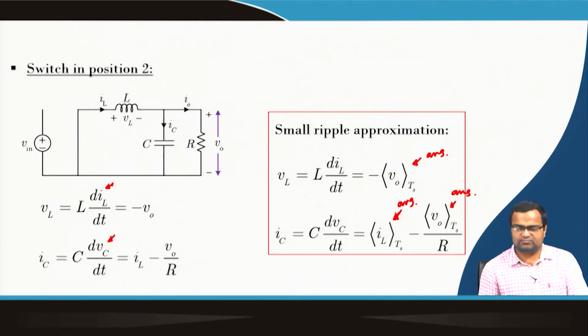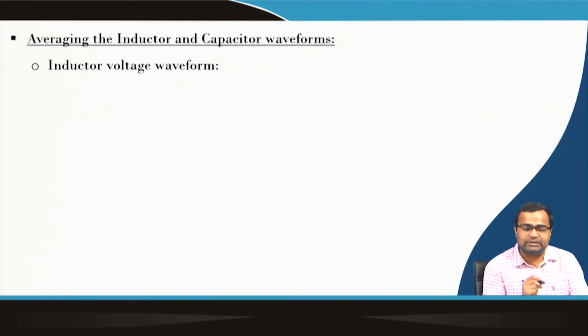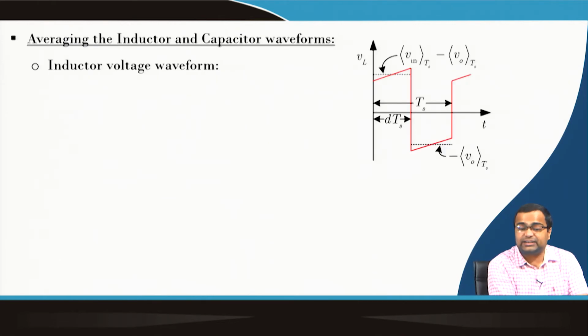Okay. Then what we will do? That means, if we take, for example, this is the inductor voltage waveform, VL.